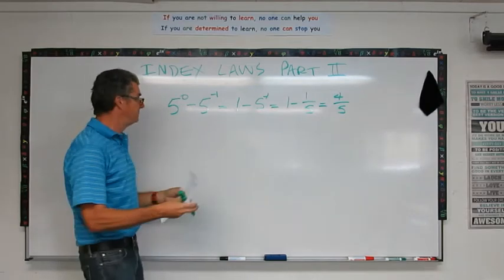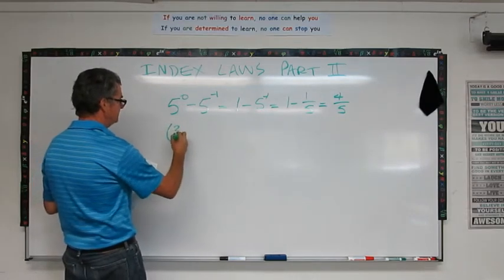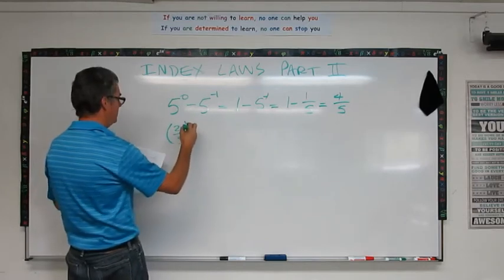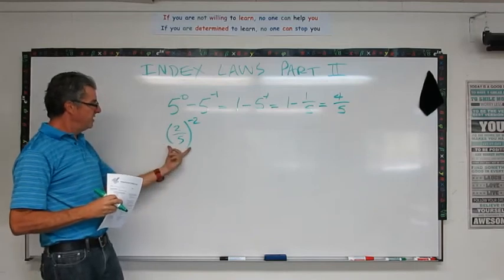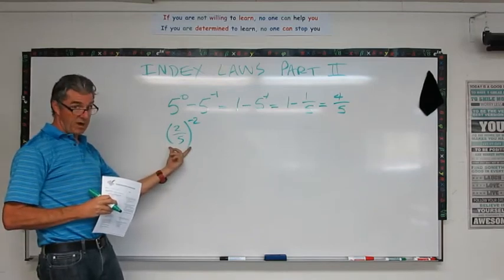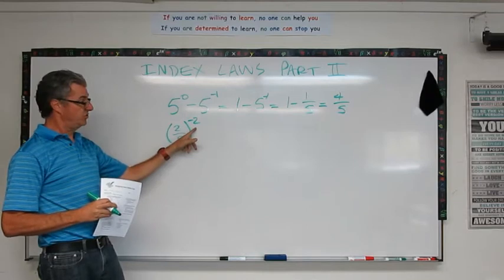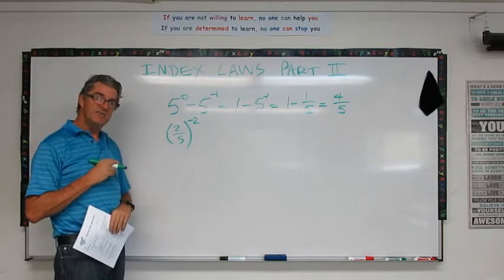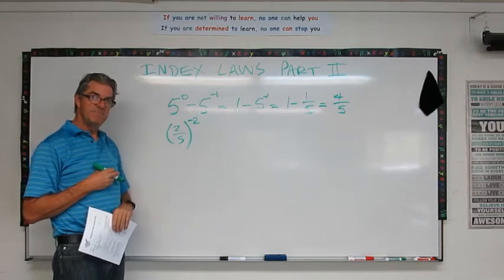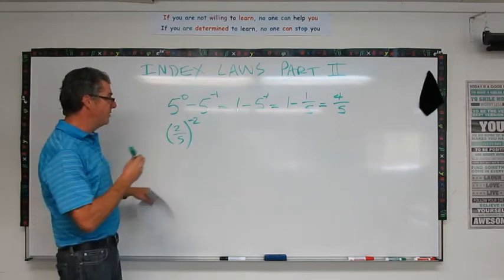Let's try another one. So now I have a fraction, 2/5. The fraction is inside the parens, or the bracket, raised to the minus 2. So let's do this in a real step-by-step way. Actually, pause the video, see what you get. Okay, let's tease this apart.